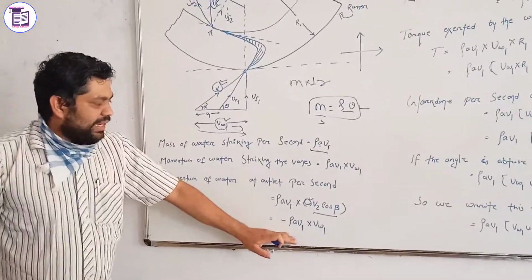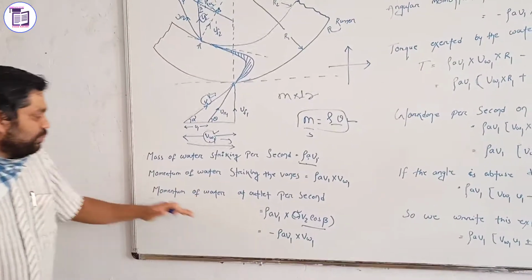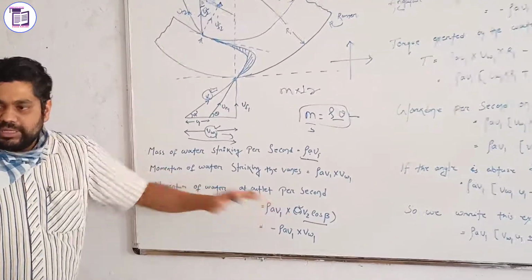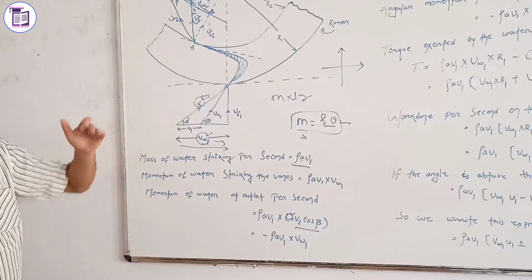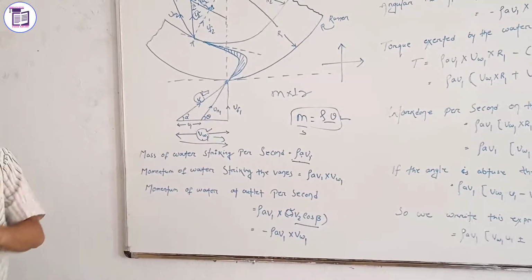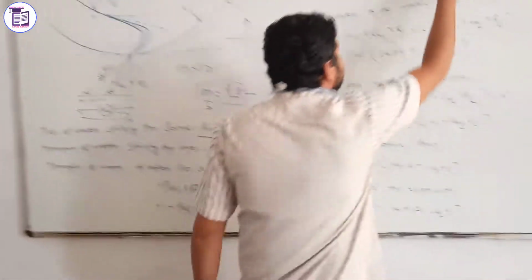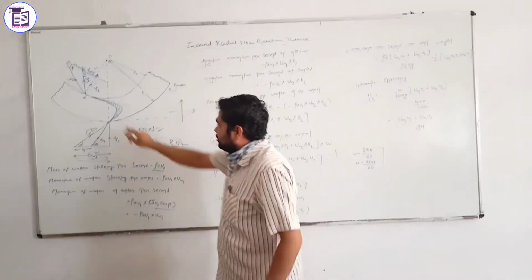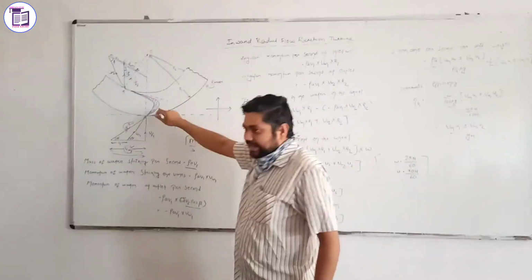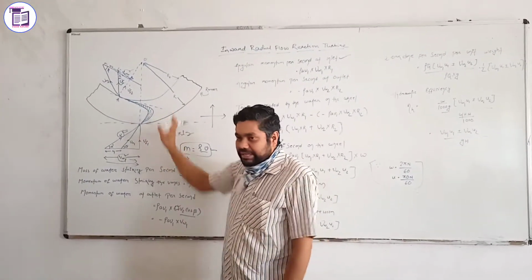And this is minus rho A V into VW1. That is the momentum of the water at outlet per second. These are the momenta occurring in the turbine when the water strikes. After striking, it will create angular momentum. This is considering a radial shape, and the flow is radial. That's why it creates some angular momentum here.